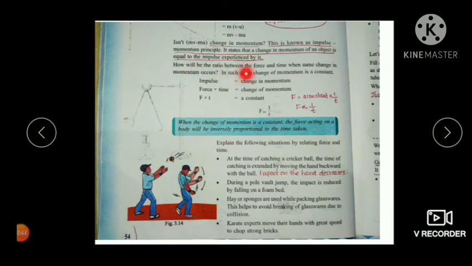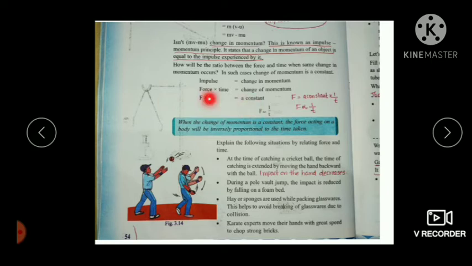How will be the ratio between the force and time when the same change in momentum occurs? In such cases, change of momentum is constant. Say, we studied impulse is equal to change in momentum, and impulse is equal to force into time. That is, force into time is equal to change of momentum. If we consider this change of momentum as a constant, then F into t is equal to constant.